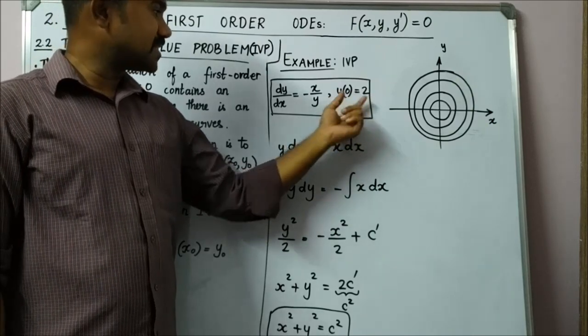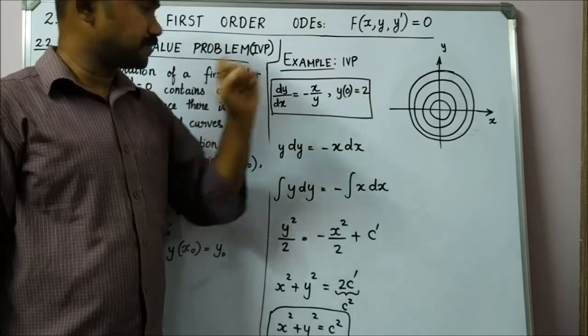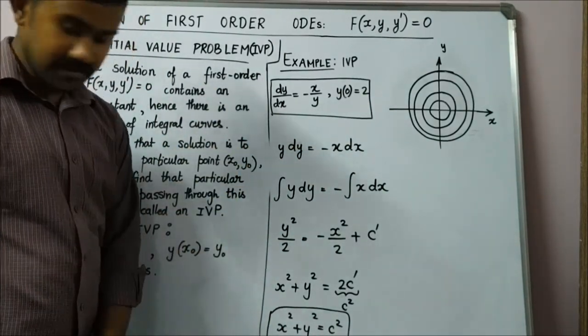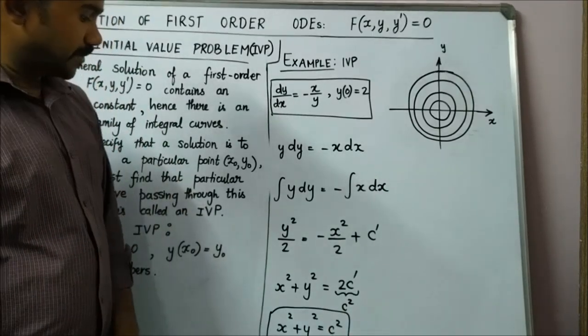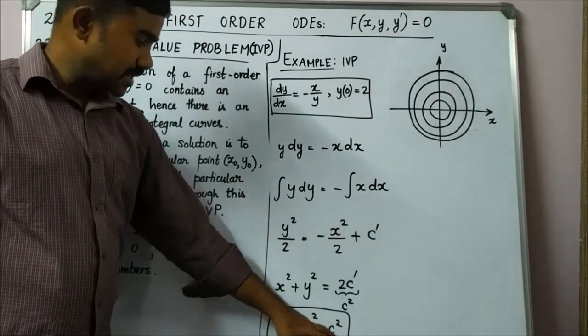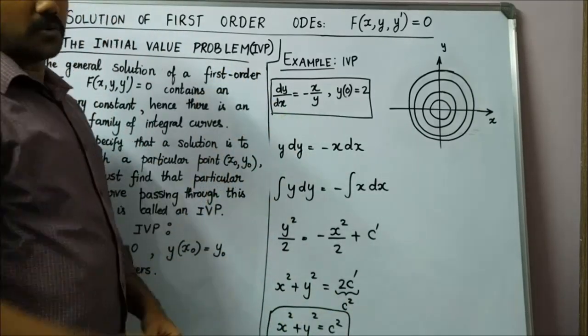You have to read this as: when x is equal to 0, y takes a value 2. Now the solution to the ODE is the same. We get the solution as x square plus y square is equal to c square. This is the general solution where c is any arbitrary constant. For any arbitrary constant, this equation will obey only the ODE.